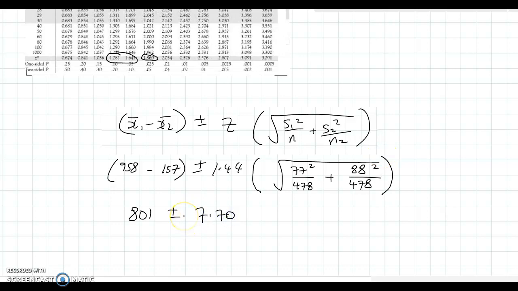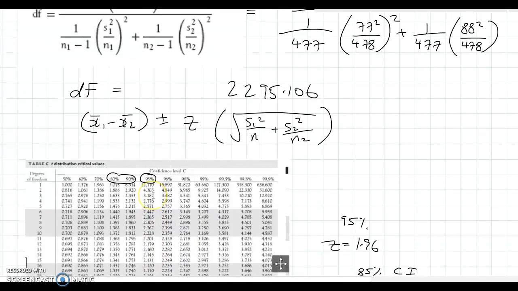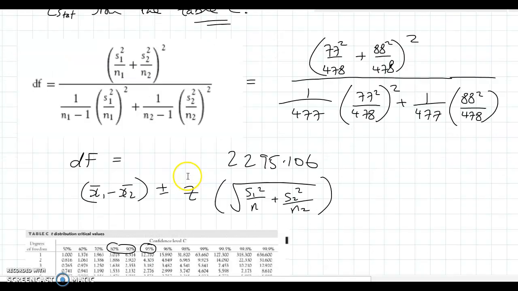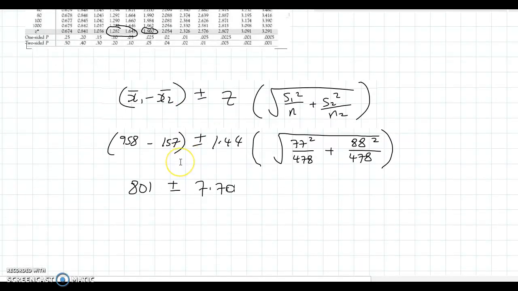So that's our confidence interval for what? It doesn't say, there are no units or anything. So that's our answer, that's our estimate, 801 plus or minus 7.70. This is our 85% confidence interval for the difference of two means.